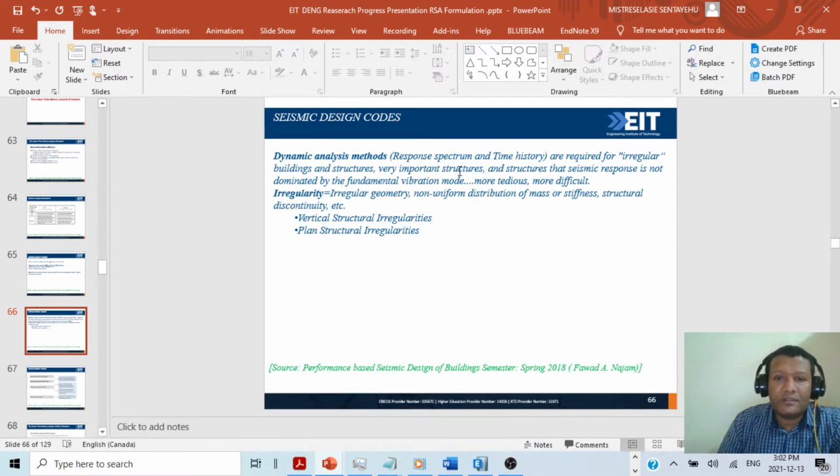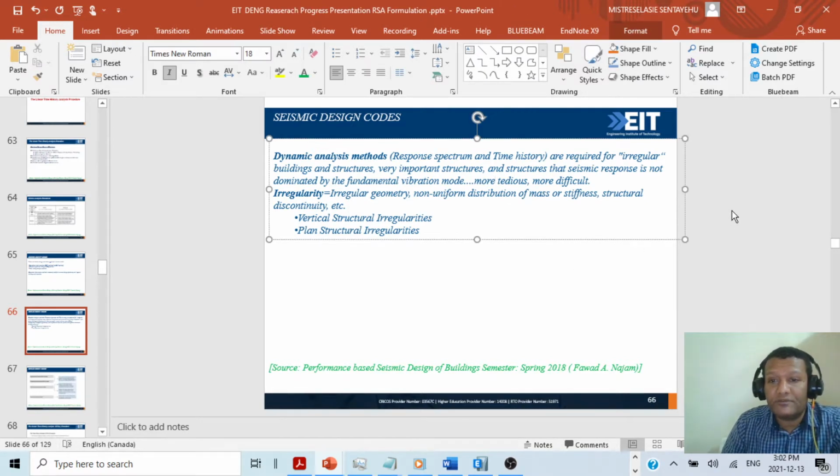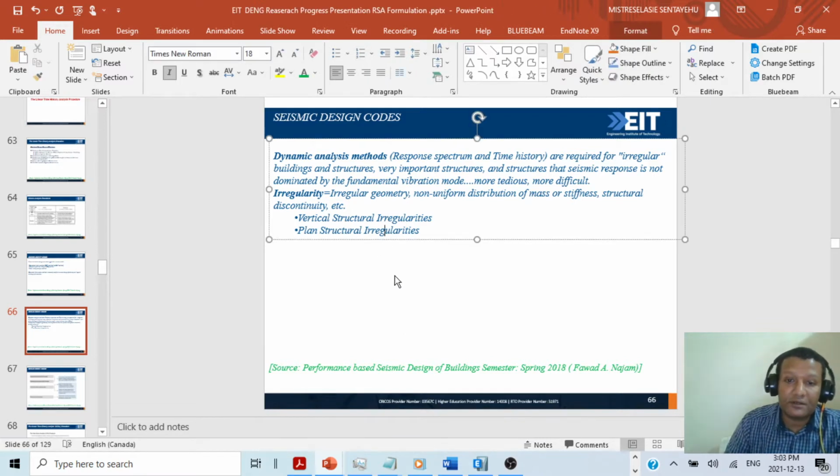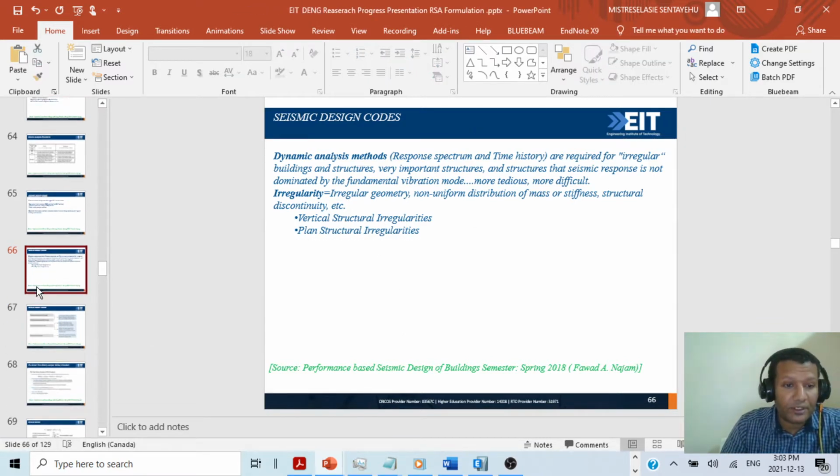So for response spectrum, once we develop our response spectral displacement, then we can derive pseudo spectral velocity and the spectral acceleration curve. Then for any of our projects, we can directly pick the response. But time history analysis is more effective. Irregularity, geometry irregularity, and non-uniform distribution of mass or stiffness, structural discontinuity, etc. So vertical structural regularity and plan structural regularity, we have two types of regularities.